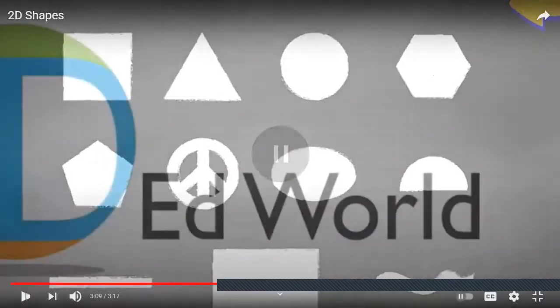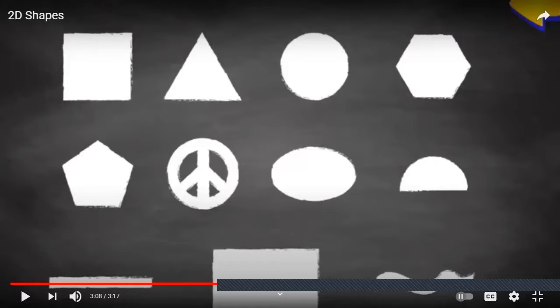Great. So we have together revised almost all of the shapes, right? We discussed the square, then the triangle, then a circle, then a hexagon, pentagon, then this peace sign. There are some shapes in this which we haven't discussed, which were not in your video. It's just additional information for you, okay? Then we discussed an oval, then a semicircle. Semicircle is basically a half circle, right?